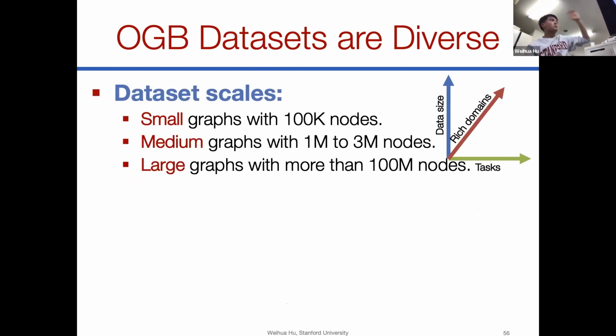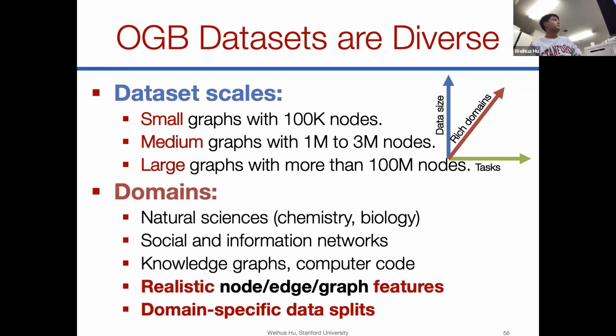In terms of dataset scales, we prepared small, medium, and large scale graphs. The small datasets are useful for quick iteration of different ideas, while medium and large graphs really reflect the real-world challenges of applying graph ML to large scale graphs. And in terms of domains, we have graphs from natural science, social and information networks, knowledge graphs, and computer code, and we try to provide really realistic node, edge, and graph features on each of these graph datasets.